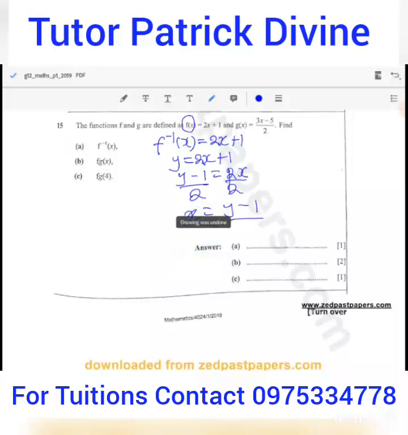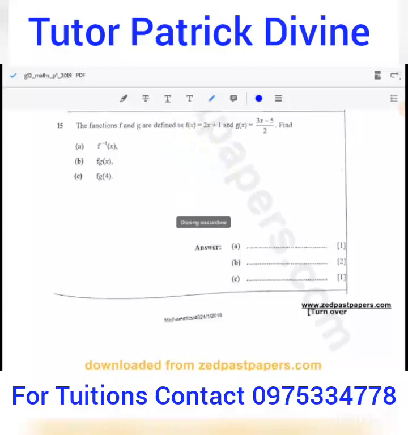Now let's find question 2. Question 2 is saying that we should find f of g of x. This is actually a composite function. What they mean is we get the function of f, then in the function of f, where there is x, we should replace x with the function of g.